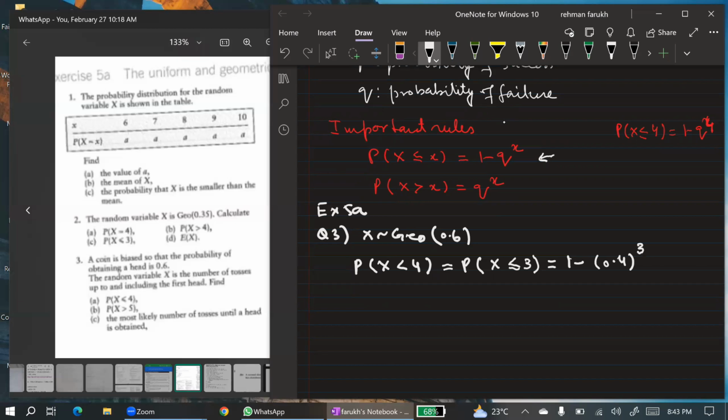Okay, sir. This one is part A. Now part B. Probability of x is greater than 5. This 0.4 is to the power 5. Yes, this one is q power x, and 0.4 power x.